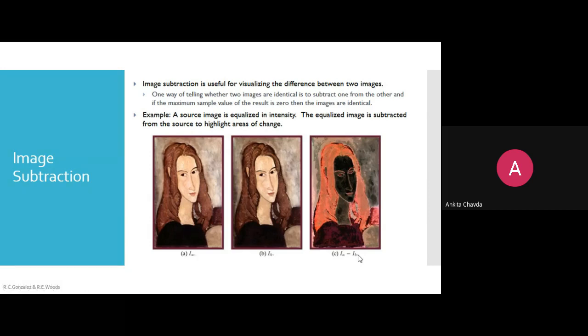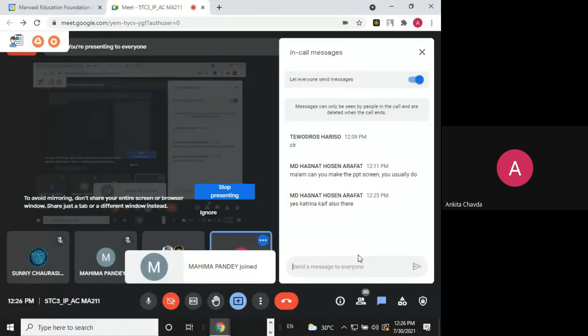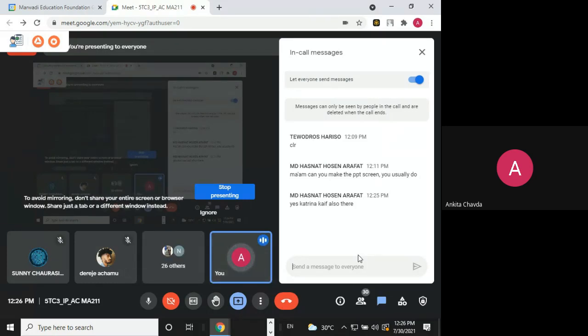You can check on your phone, much better. Yes, Hasnat. Everything you remember about Katrina Kaif, huh?